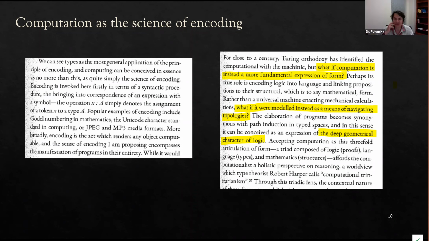question. Do any of you guys understand what he's trying to get at in this paragraph on the left side of the screen? This operation of assigning a token X a type A is somehow encoding. It seems that there is a lot more that goes into the notion of encoding than just assigning a type to a variable or a symbol. So yeah, what is he actually trying to get at here?